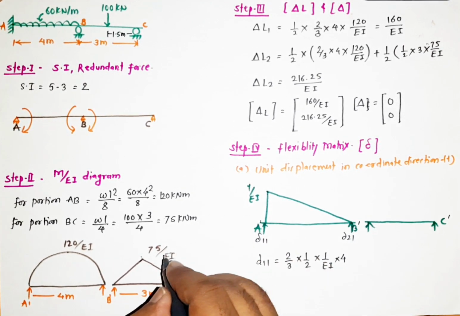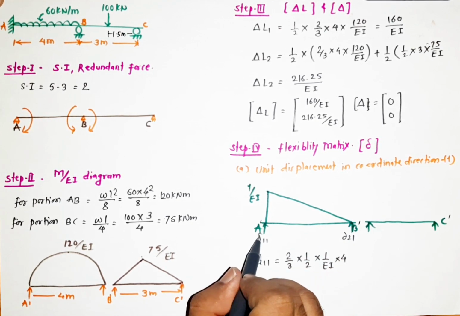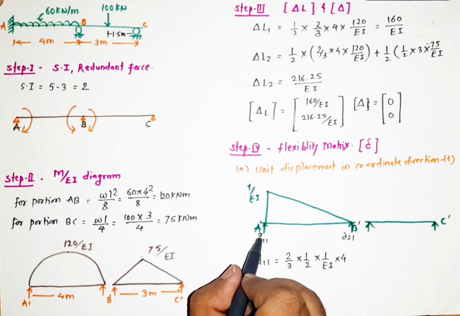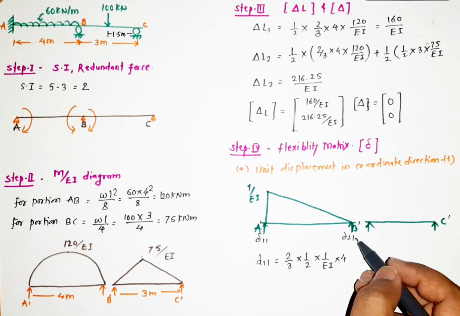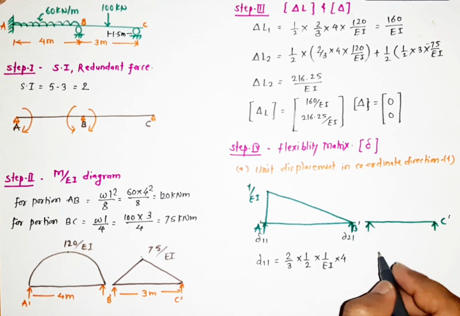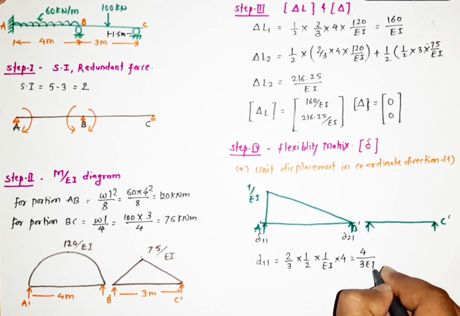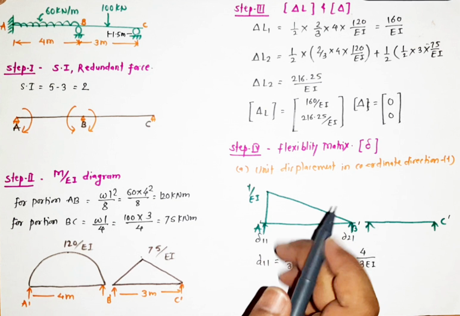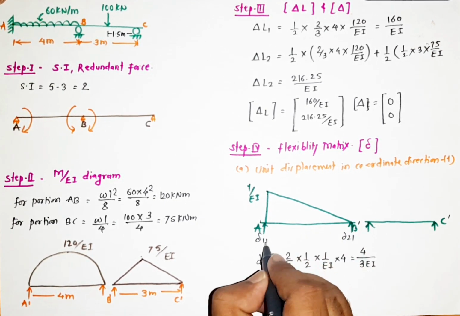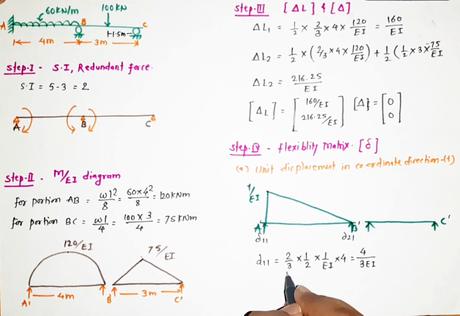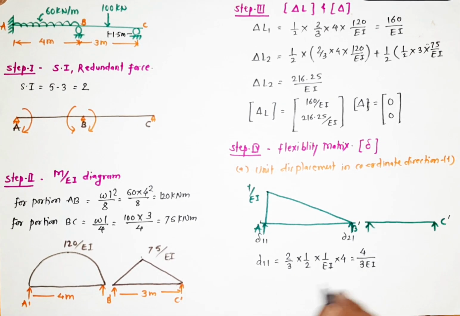Let us remember that whenever we are calculating at A, multiply with 2/3, and whenever we are calculating at B, multiply with 1/3. So that same concept is here. Ultimately this value comes to 4 by 3 EI. The CG is not exactly at the middle point, because it is not an equilateral triangle. So for delta 1 1 it will be 2/3, and for delta 2 1 it will be 1/3. So this is all about 4 by 3 EI.